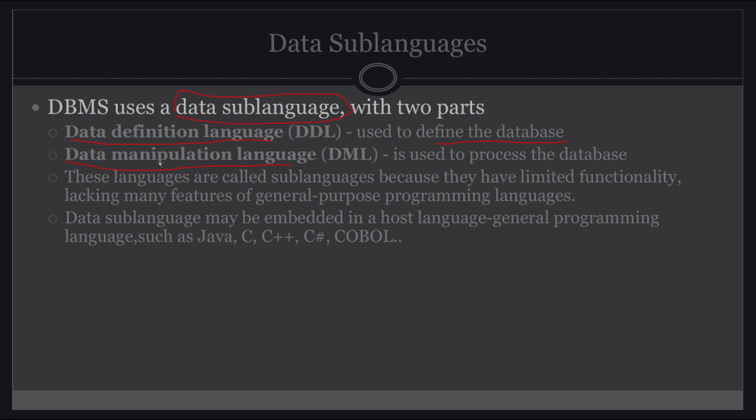And then you have the data manipulation language part of SQL, let's say, which is used to process a database. Like you have the different tables, you want to get specific information out of it, you can use the DML, okay? And this is called a sublanguage because it's not as general or as powerful as a general purpose programming language, such as C, okay?